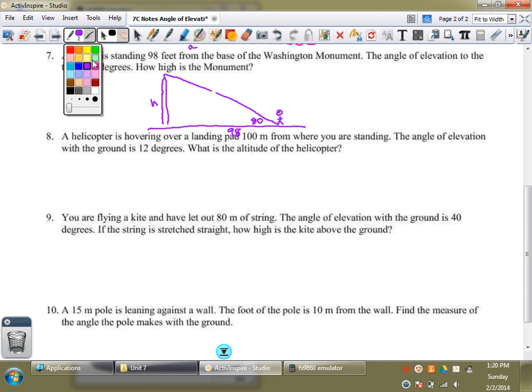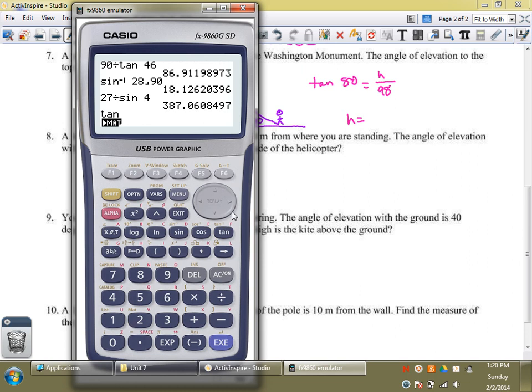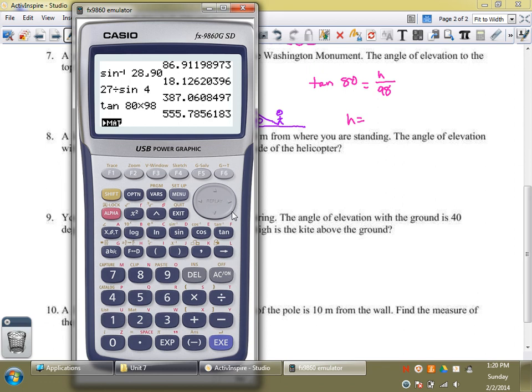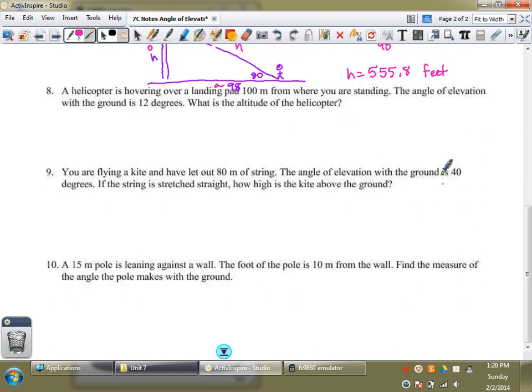So let's label hypotenuse, opposite, adjacent, tangent. So the tangent of 80 is the height over 98. Let's go. Tangent of 80 times 98 is 555.8. 555.8 feet. All right.